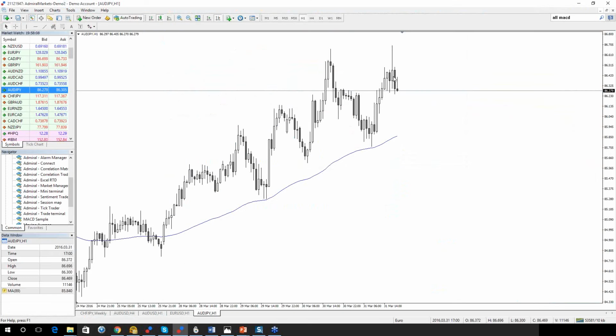It touched 70, exactly 69.6. Here, it says 69.6. So it didn't even touch 70 to the pip. But of course, if you include the spread, whatever it is. But yes, that is a qualifier.